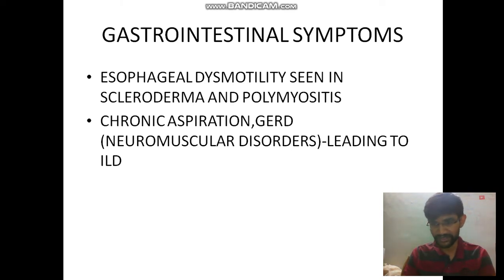And one more thing is GERD. In hiatus hernia patients, they will be having GERD leading to ILD. GERD is one of the important treatable causes of ILD. So most of the patients which we treat for ILD, we put them on pantoprazole because many times there could be a silent ILD.